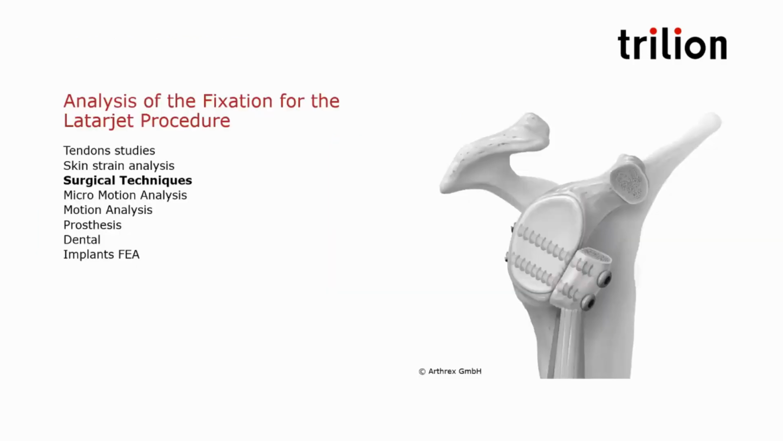So I'd like to go into a surgical technique, the Latarjet surgery. A Latarjet procedure is performed for patients who have shoulder instability. Their shoulder pops out of the socket, the glenoid.